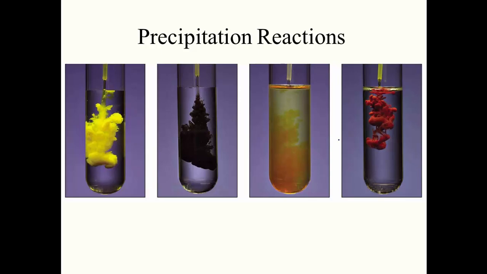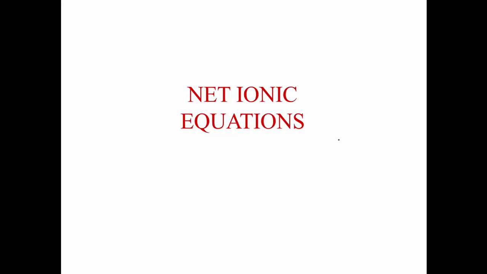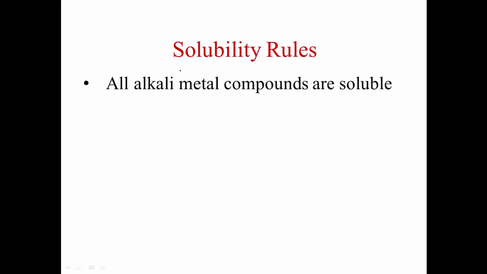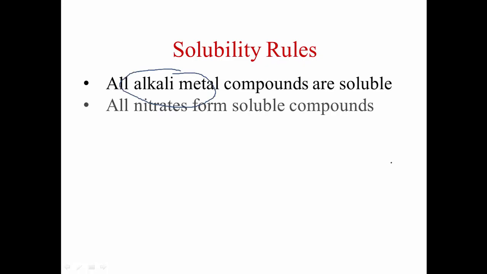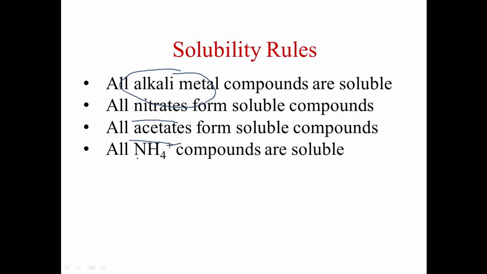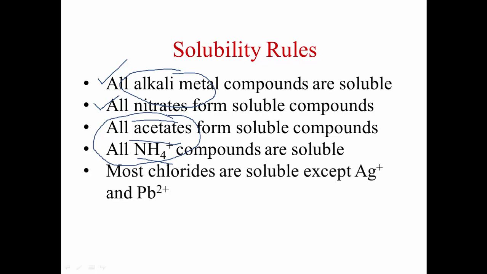So precipitation reactions would be most likely where you'll be asked for your net ionic equation, but you could be asked for any net ionic equation. So precipitation reactions, okay, using your net ionic equations involve some pretty basic rules. Your solubility rules is that all group 1 or alkali metal compounds are soluble. All nitrate compounds are soluble. All acetates are soluble. All ammonium compounds are soluble. So actually, I believe in the new exam, this rule and this rule may be all that's required, but certainly knowing that all acetates and all ammonium compounds are soluble is also quite helpful. Most chlorides are soluble except for silver and lead II.